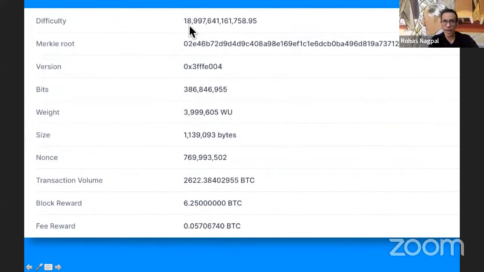I can go deeper. I can see the difficulty level of the block. We talked about it. I can see the Merkle root of all the transactions. We spoke about this. I spoke to you about the nonce, if you remember. Well, the nonce also shows. So every block has a difficulty level, a Merkle root, the nonce. All this information is here. The block reward and the fee reward, how much fees was given by the transactions in that block.